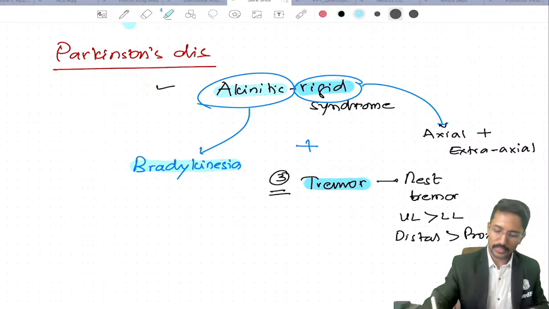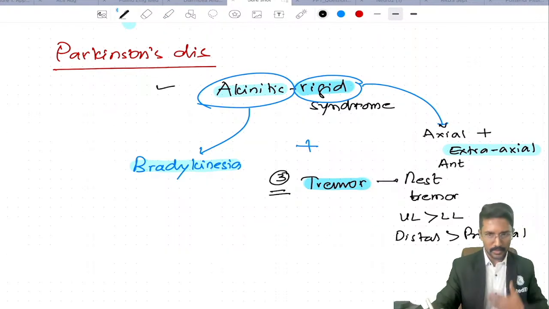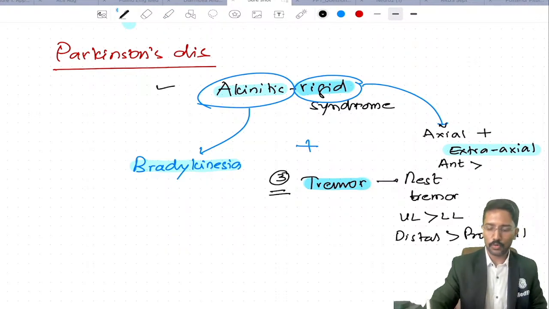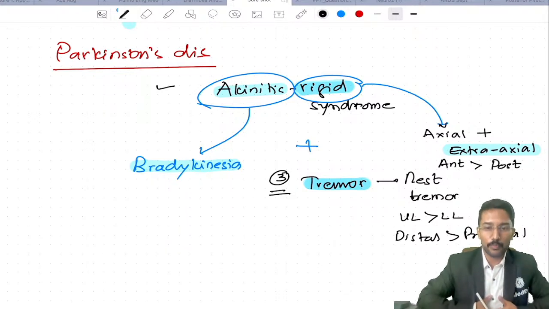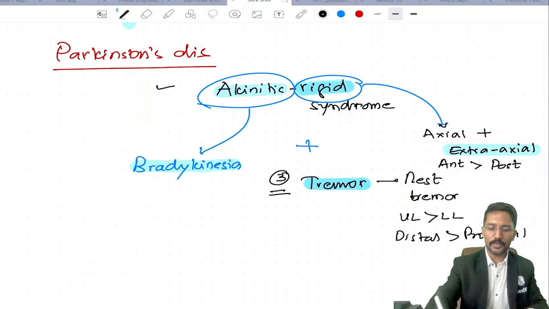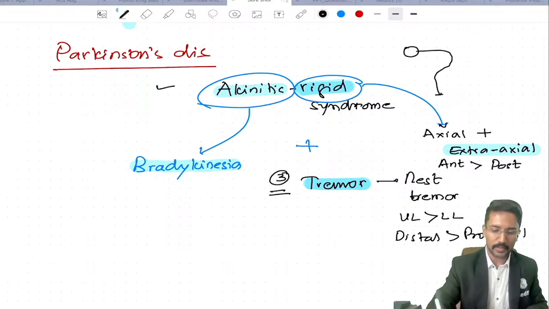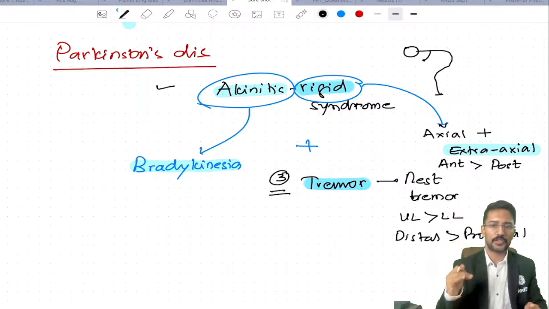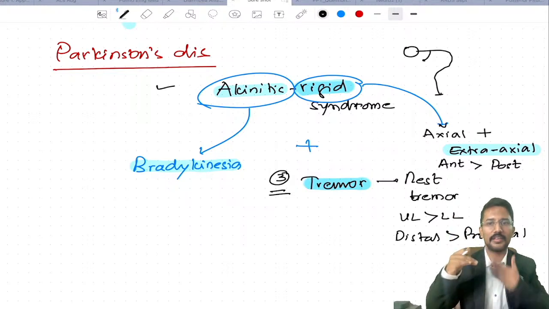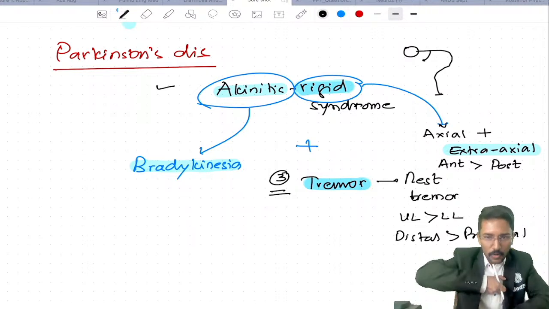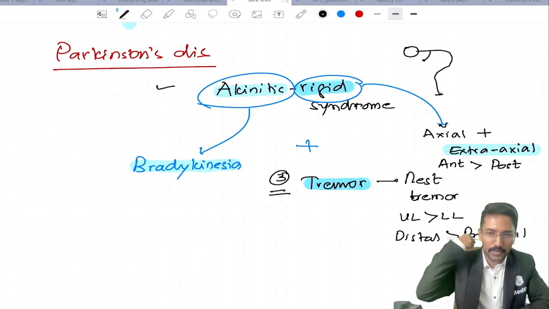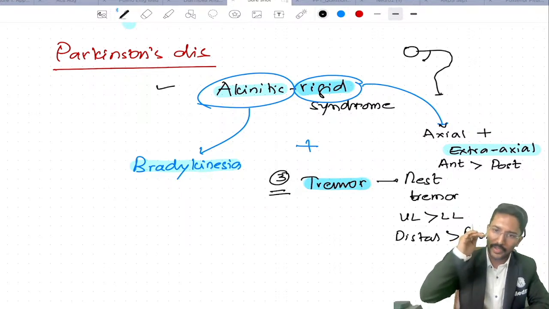And when you talk about extra-axial, you have to remember that anterior muscles, the front-side muscles, have more tone than the posterior muscles. So the net result of it is the patients are now bending forward. That is why you get a stooped posture in patients with Parkinson's disease. Stooped posture, we call it bent spine syndrome, because the anterior muscles are having an increased tone, so they are contracting more. Your abdominal muscles, chest muscles are contracting, so you are bending forward. Equal contraction is not happening from your posterior side muscles, so they are giving up. So you are bending forward.